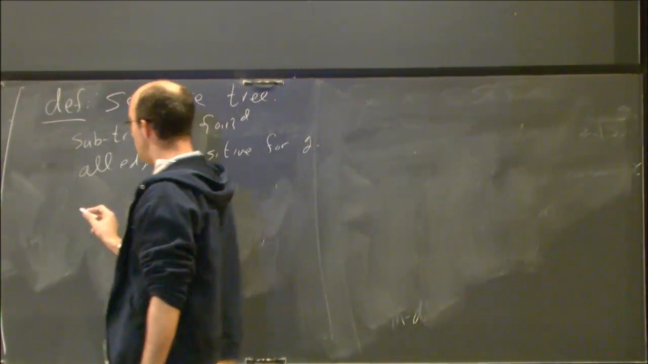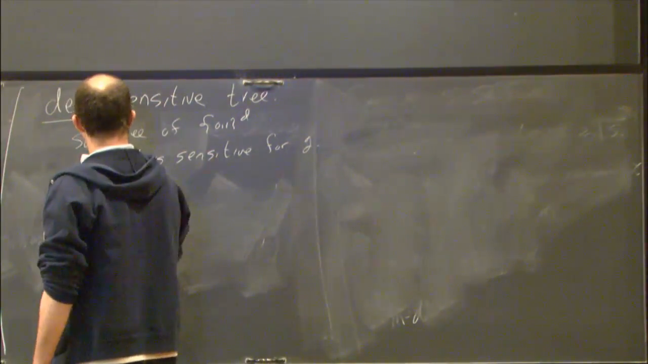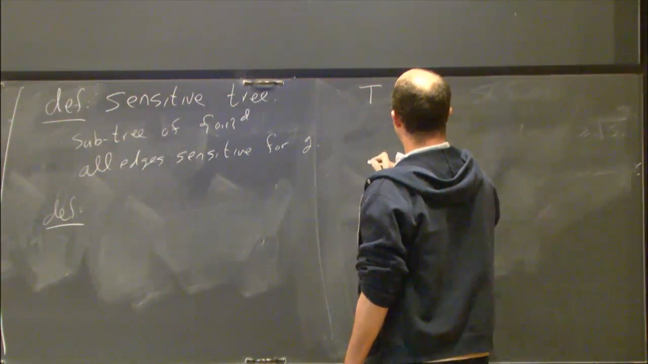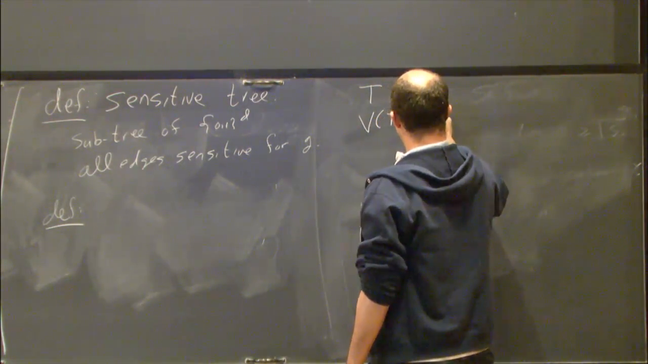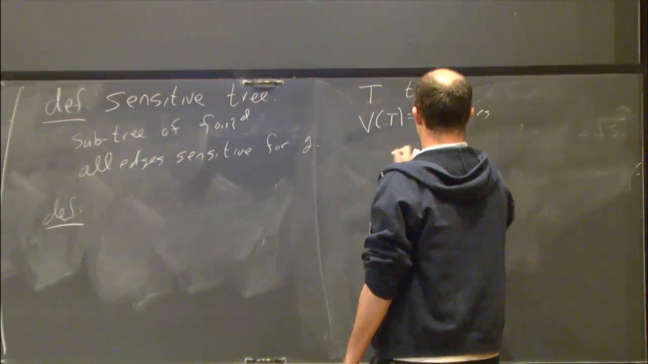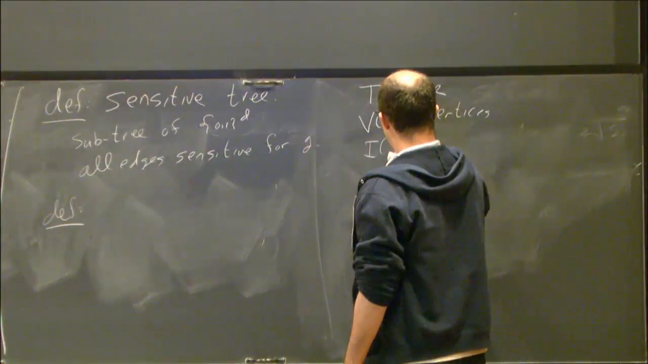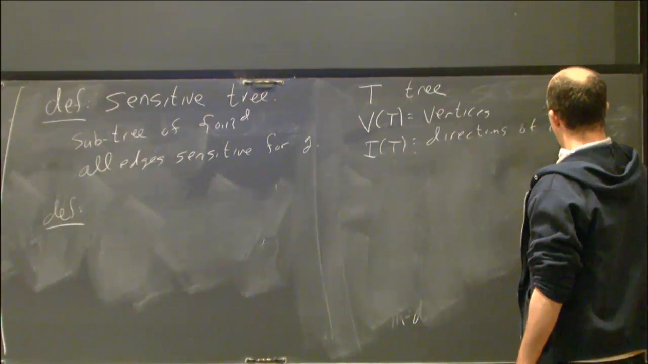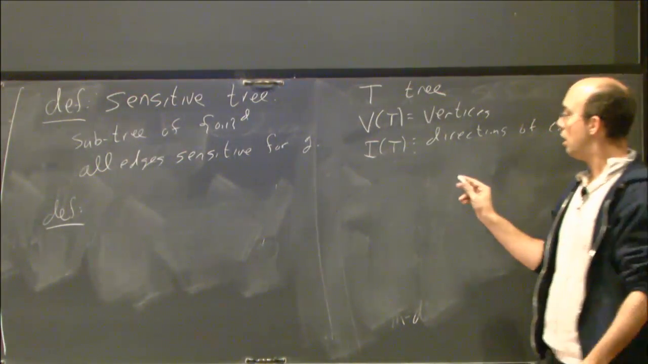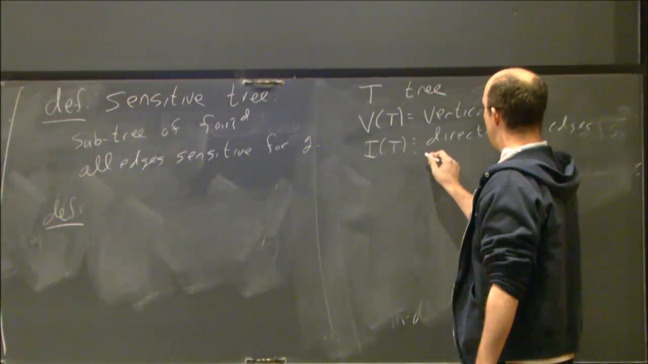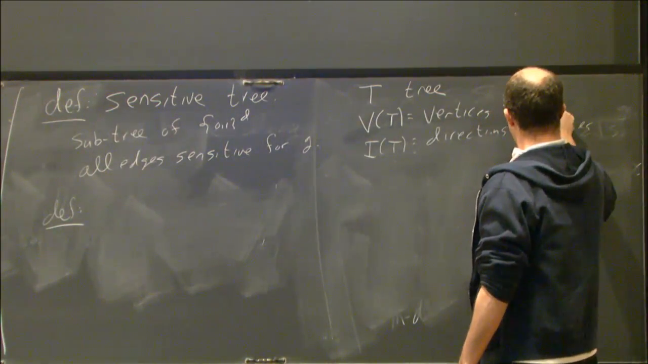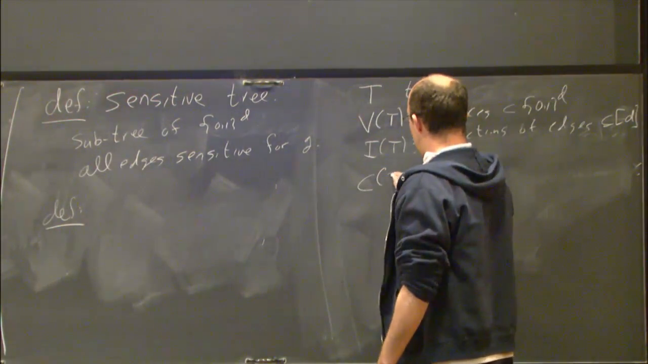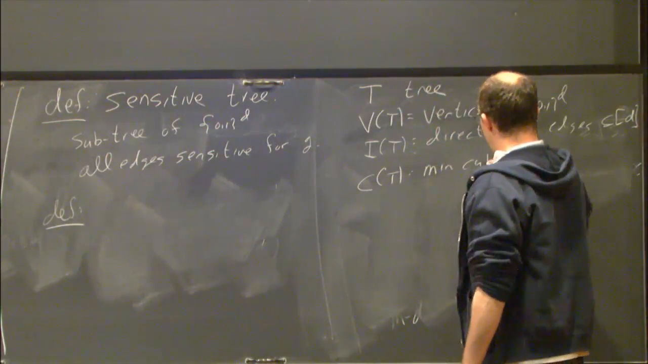And now we also need another definition, which is shifting a tree. Also, maybe I'll give some definitions. So if T is a tree, V(T) is going to be the vertices of the tree. I(T) is going to be the directions of edges, so which directions this tree spans. That's a subset of [d]. And also C(T) is going to be the minimal cube that contains T.